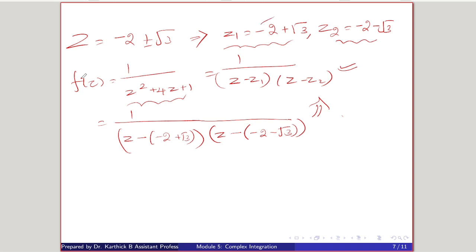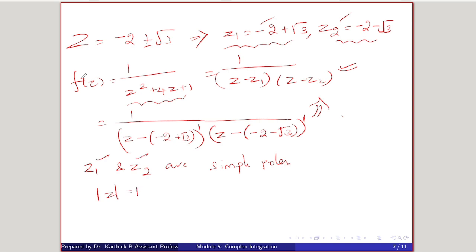So now we find the poles. Of course, we want to decide whether it is a simple pole or a double pole. A double pole means it is of order 2. Here I have two factors with power 1, so both poles z1 and z2 are simple poles. Then we want to find the residue if the pole lies inside the given curve. What is our given curve? Mod z equal to 1.